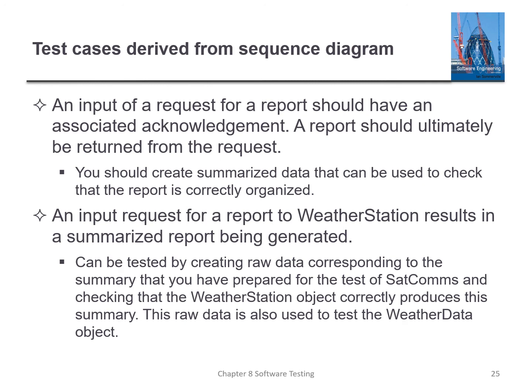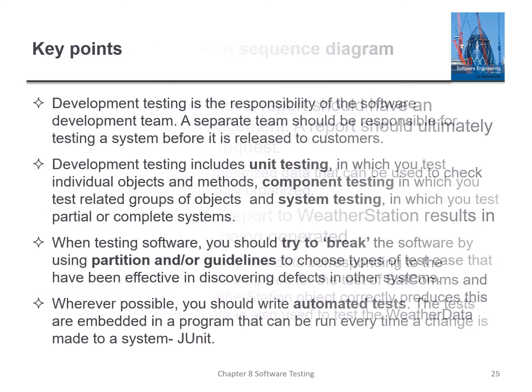So an input of the request for a report should have an associated acknowledgement. Because sometimes what happens is, during system test, the system test is not written by the developer anymore. It is being written by a tester outside of the development team. So having this sequence diagram actually helps them on how to generate a test.